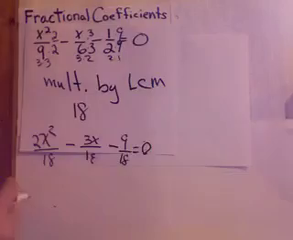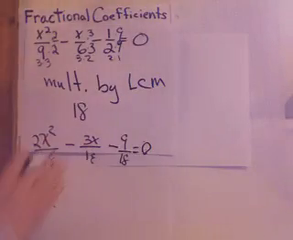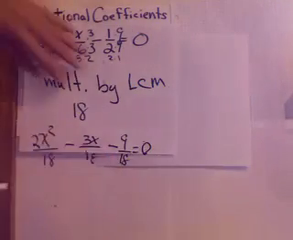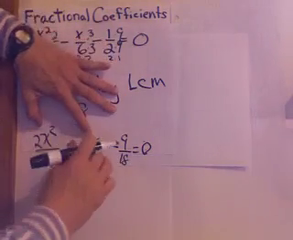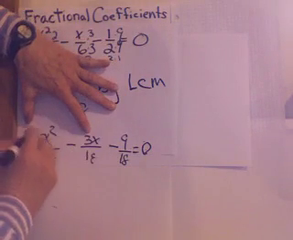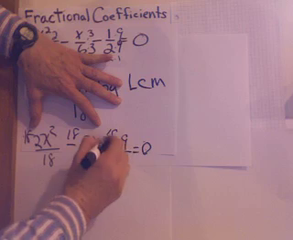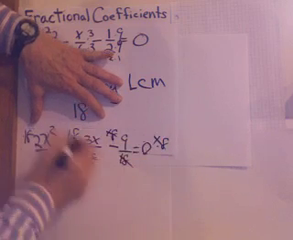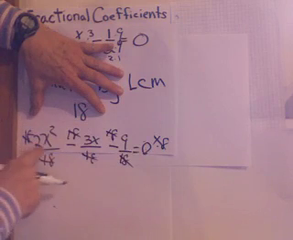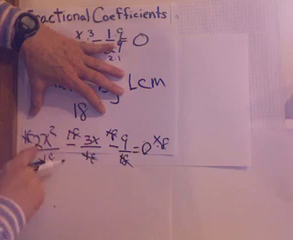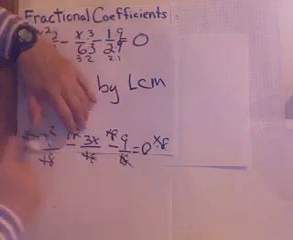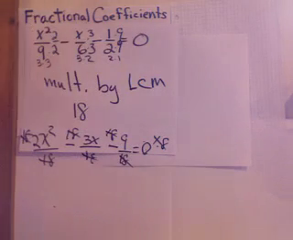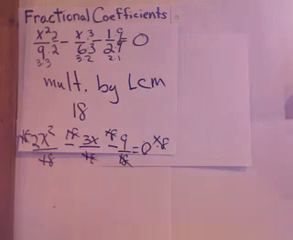Now, that's one way to do that, but you notice I still have the bottom of 18 on each fraction, so at this point I could multiply everything by 18 and get the 18s to disappear right out of the problem. So I have 2x squared minus 3x minus 9 equals 0. And that's one way to do the problem. I have another way that's a little bit easier, so I'm going to show that to you.